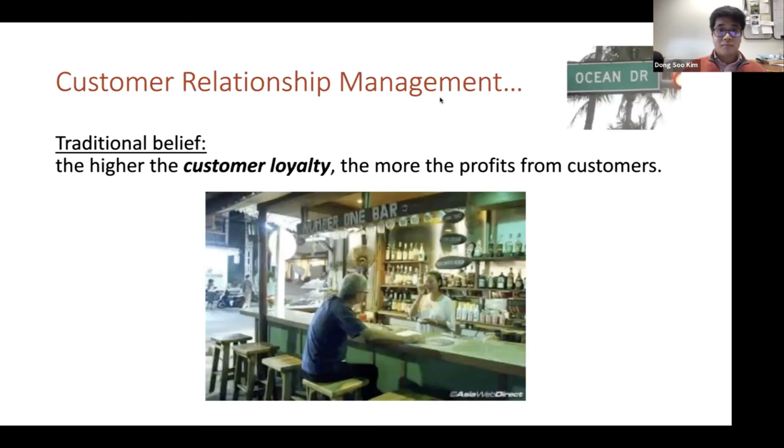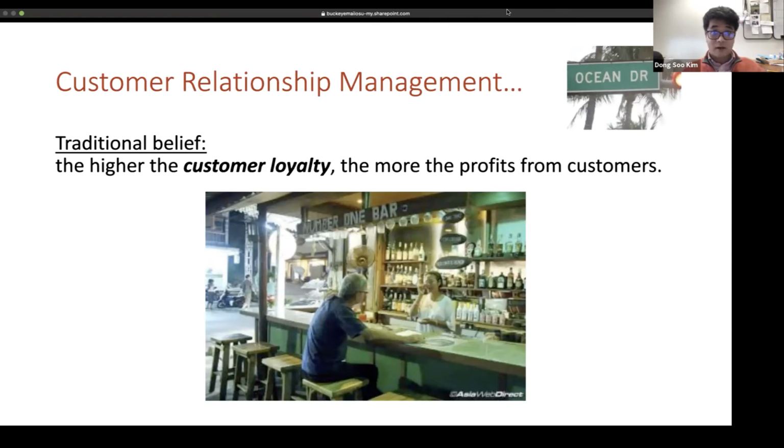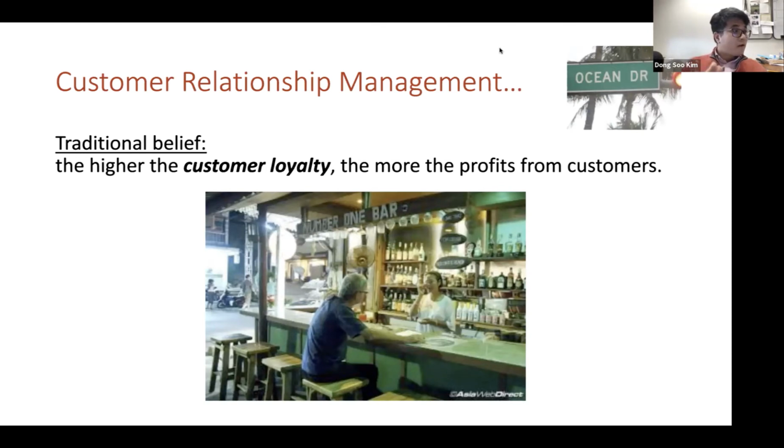Customer Relationship Management, in short, CRM. What is CRM? Yes, it is the name of this course. It means that CRM is the most important keyword in this course. So, what is CRM? Traditionally, people viewed CRM as a way to enhance customer loyalty.